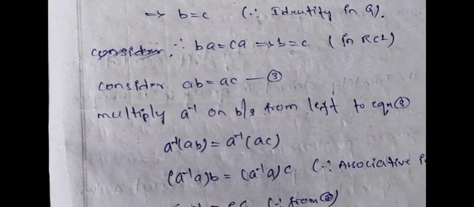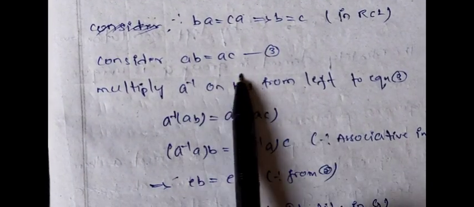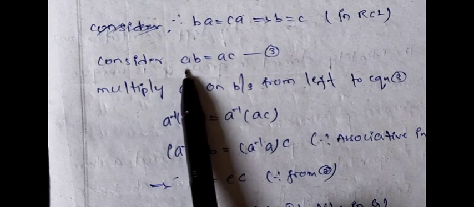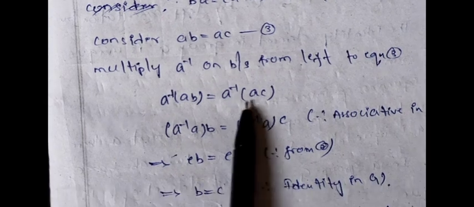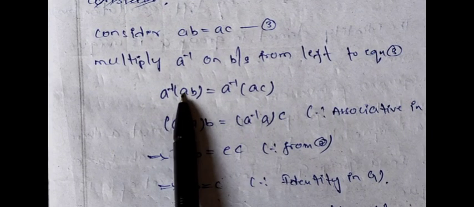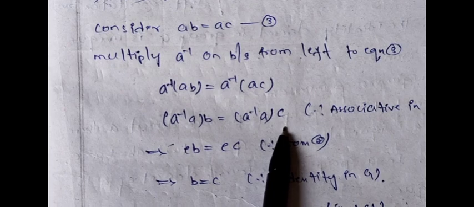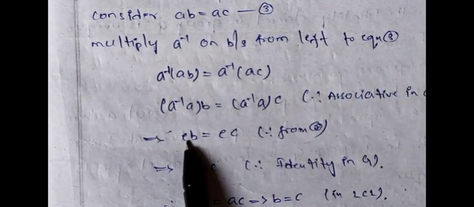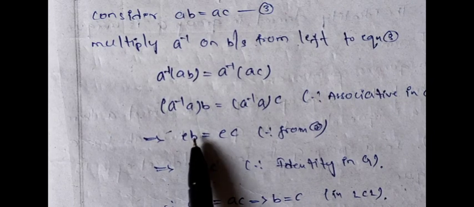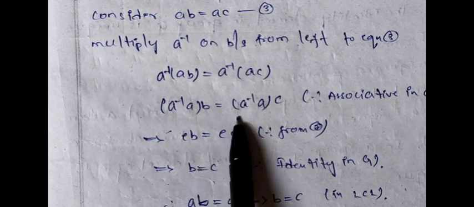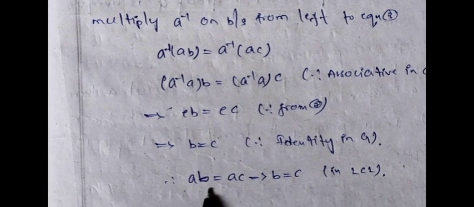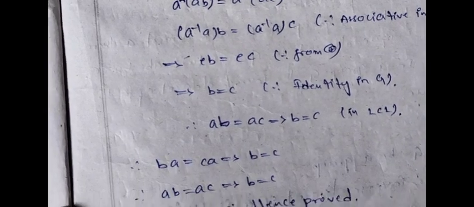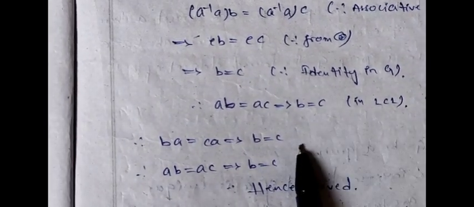Similarly, we can prove the left cancellation law. We consider AB equals AC, and since A inverse exists, we multiply A inverse on both sides from the left. Again, by the associative property we can write A inverse into A into B, and similarly on the right side. By the inverse property, A inverse into A is E. Again, by the identity property, B into E equals B. Similarly for the right side. Now you get AB equals AC implies B equals C, which is the left cancellation law. So like this we can prove the left and right cancellation laws.